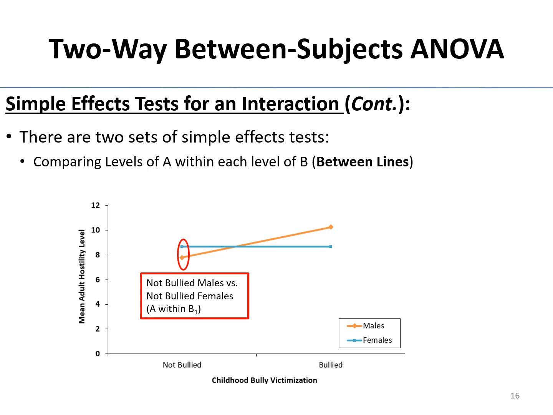So that's one test. You do the test, it's going to say, okay, well, it might be the case that among not bullied persons, maybe the female mean is a little bit higher.